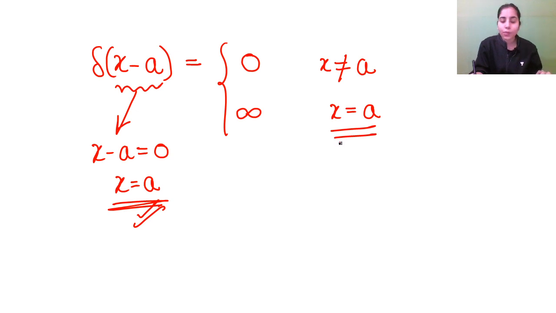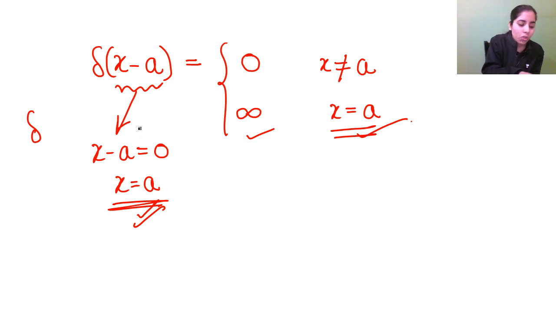This is the basic definition of Dirac Delta function. We denote it with the symbol delta. If you have the Dirac Delta function delta of x minus a, then it gives you the value 0 for all values except x equal to a. When x is equal to a, its value will be infinity. That's how it works, and that's how it gives us the value corresponding to the particular point. Here we have taken x equal to a.